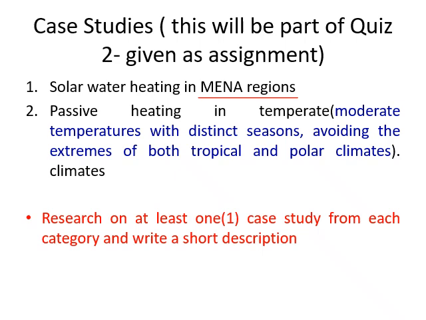Besides these two, I will also include some questions about solar water collector overall design and also solar distillation or solar desalination. I will provide you a detailed list. You have to research on that, and then I will prepare a questionnaire for your quiz.